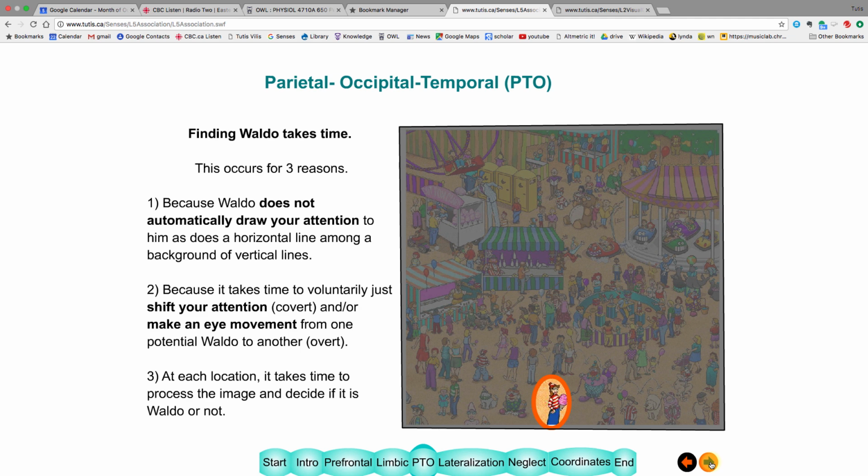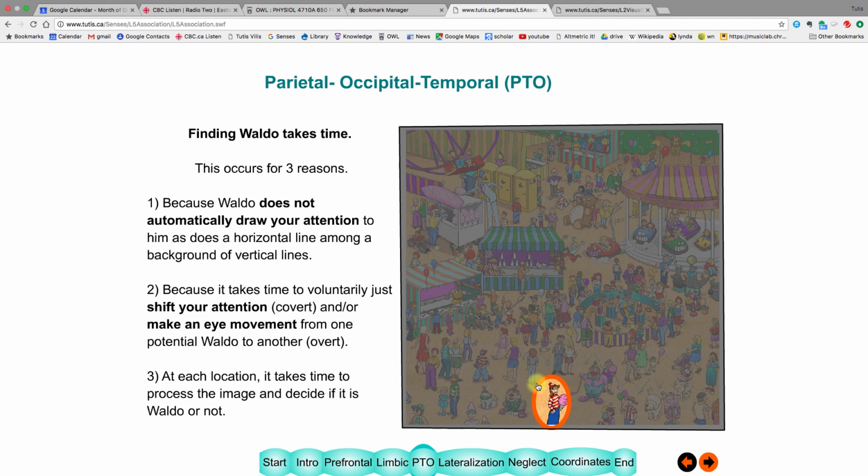And this taking time occurs because of several reasons. First of all, Waldo doesn't automatically draw your attention to him, because he's composed of similar colors and orientations as a lot of other things in this picture. And because it takes time for your attention to find Waldo. So you find Waldo either by shifting your attention without moving your eyes, and that's called a covert change in attention, or by actually moving your eyes, making a scan from one spot in the visual field to another spot.